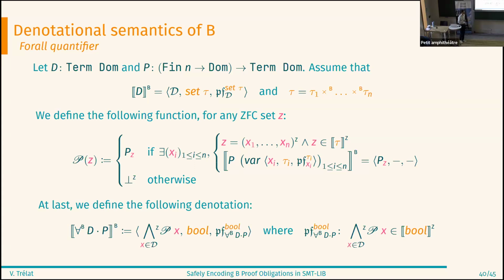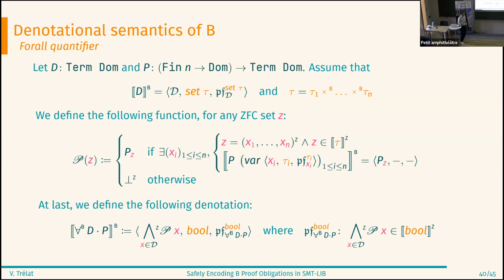Now we can define the denotation of the for all. So the denotation of the for all is this triple. The first component is the conjunction on all elements of the domain taken over P of X. So notice this is really, really close to the intuition on the slide before. Obviously, this has the type bool, and we have to provide a proof that the for all actually is a member of bool transformed into set. Right, this is the denotation of a for all.